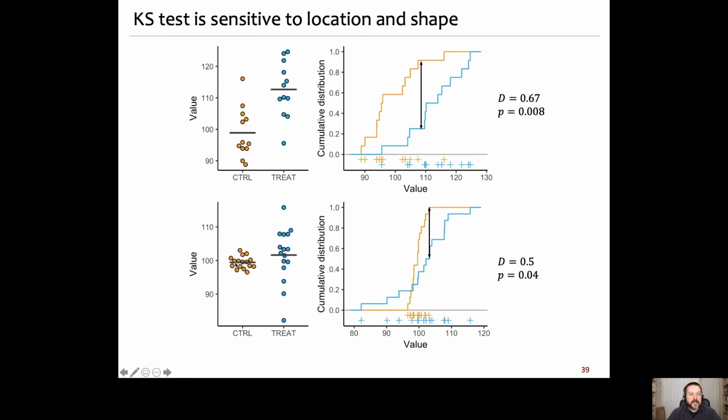In the second case, the central value, the mean from two samples, is very similar. However, the second sample has much more variance than the first sample. The two cumulative curves look different. One of them, for the sample with larger variance, is much shallower. The second one is very steep, and the D statistic is 0.5, which returns a p-value of about 4%.